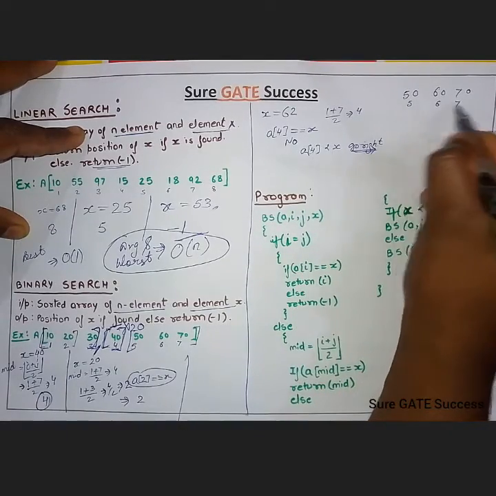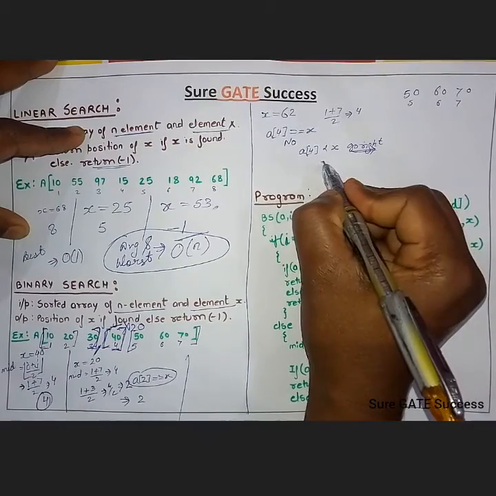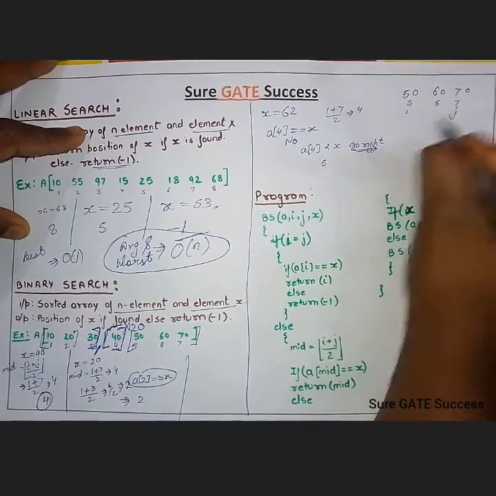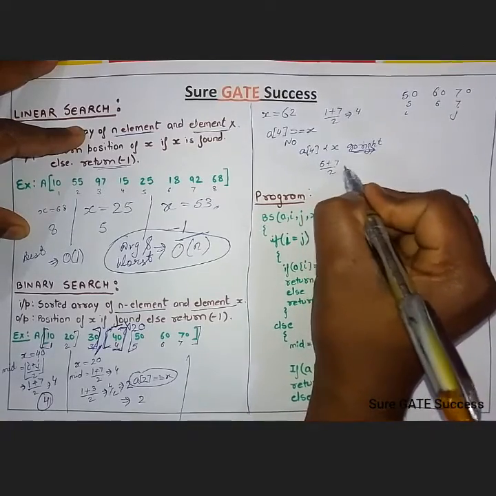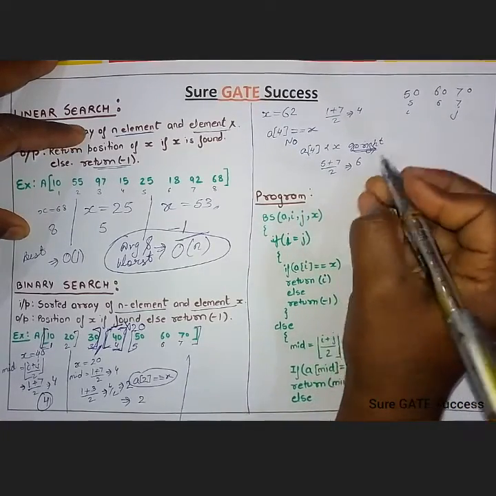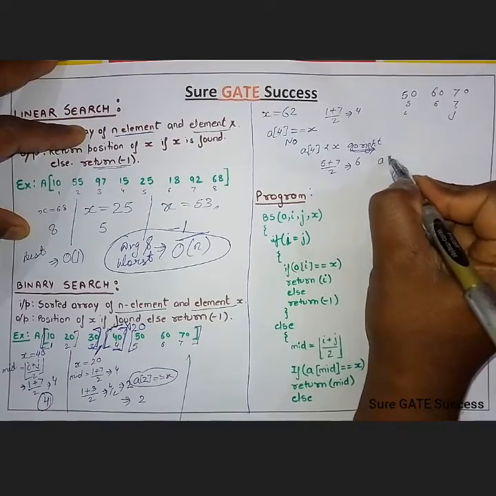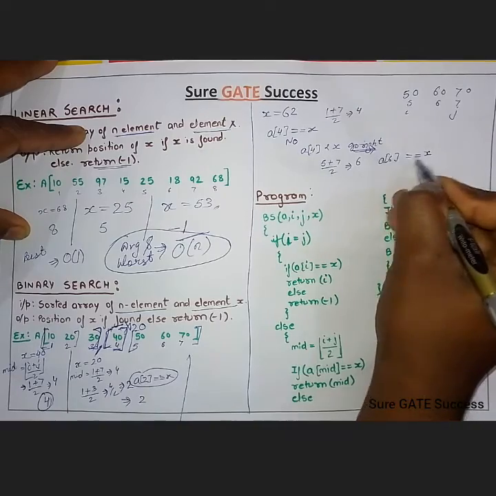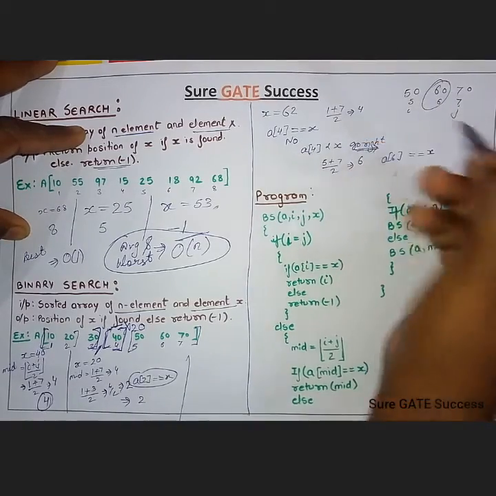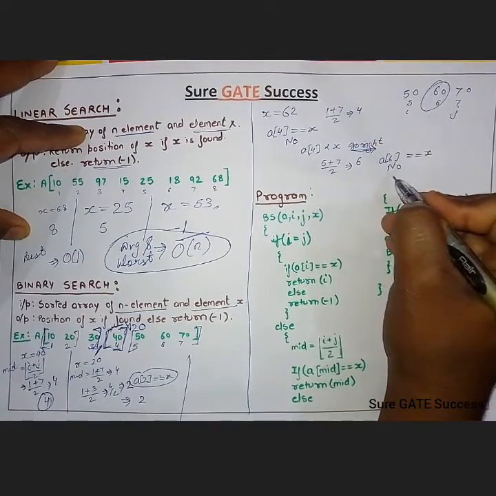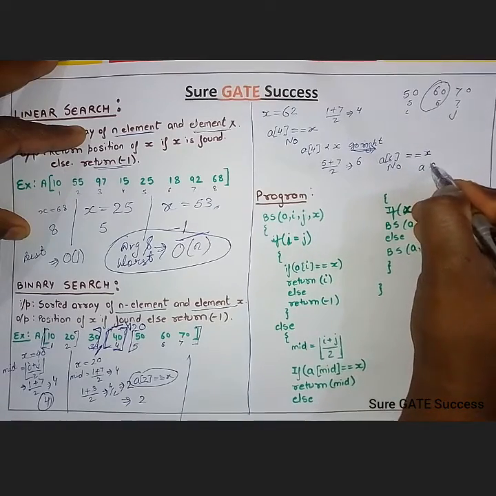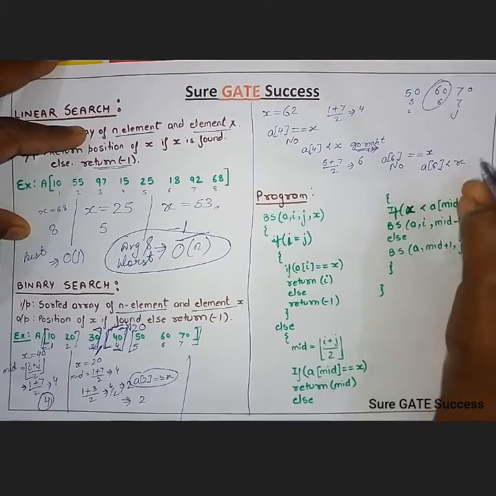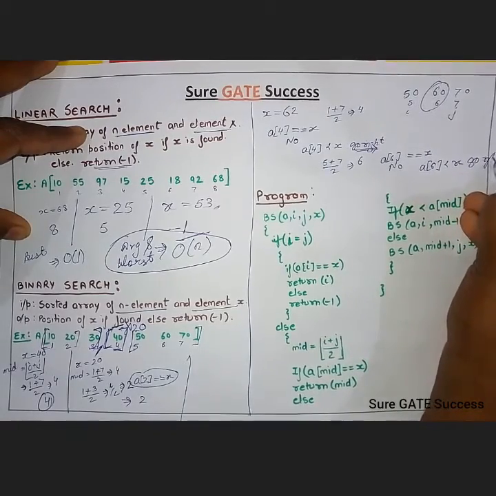Again find the midpoint for these three. So the midpoint for these three will be what? I is 5, j is 7, so 5 plus 7 by 2, which is 6. Now we have to compare a of 6 with x. Is it equal? A of 6 is 60. 60 is not equal to 62. That means no. So again we check that a of 6 is less than x.